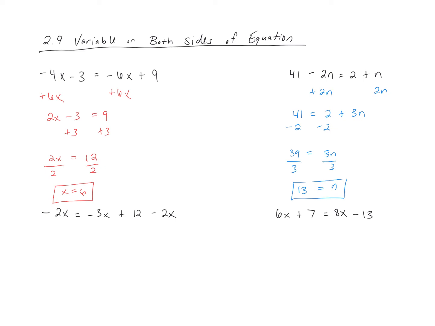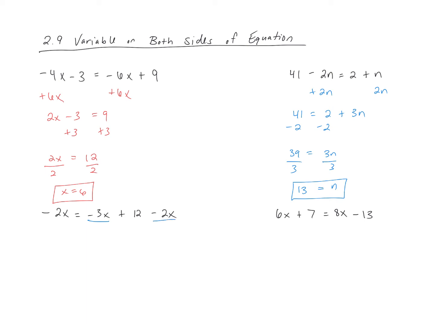If I move to the bottom left example, I've got negative 2x equals negative 3x plus 12 minus 2x. So with variables on both sides of the equation, I need to combine all like terms. First, on the right side, I see negative 3x and negative 2x on the same side of the equation, so I'm going to combine those right now, since they're already on the same side. So negative 3x and a negative 2x.